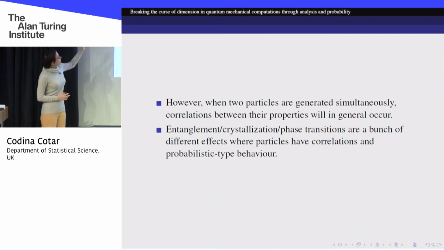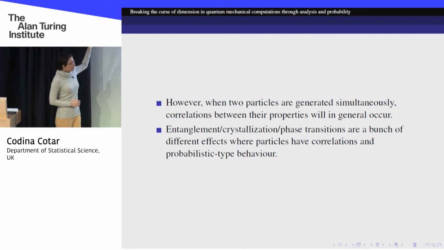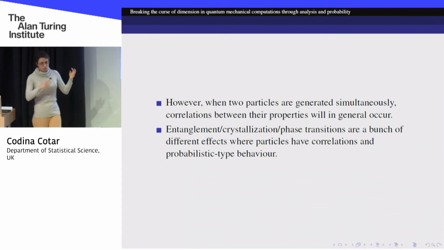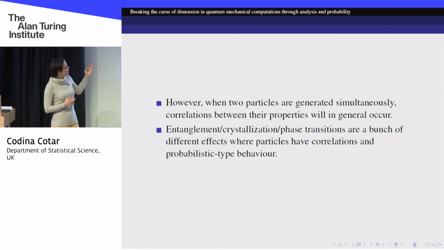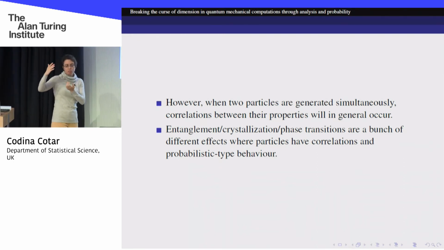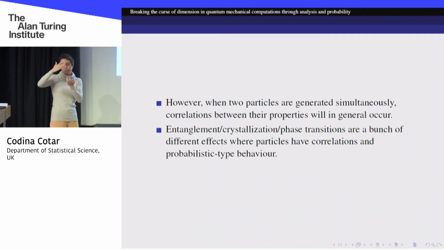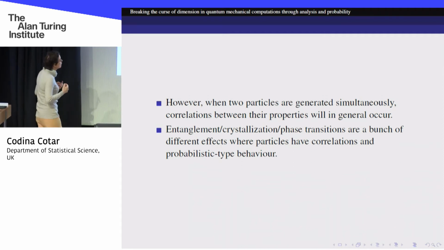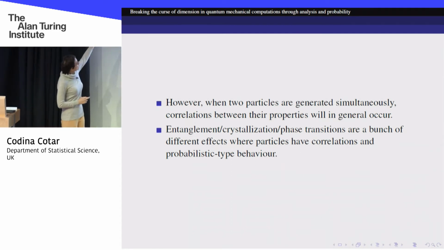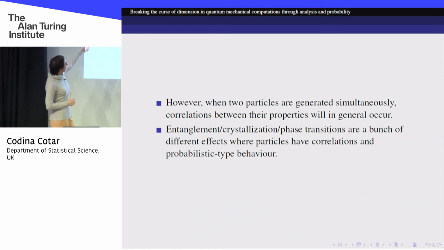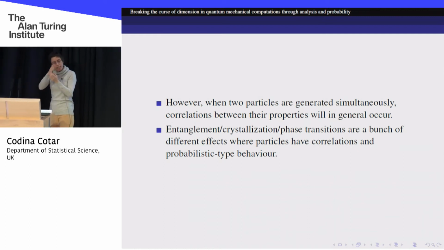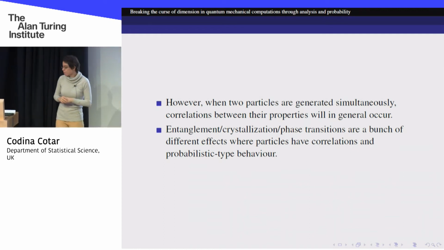And there's a lot of effects where you have these correlations: entanglement, crystallization, phase transitions. Phase transition means you're trying to see when a system goes from one phase to another. So, for example, water: the phase transition from water to ice at 0 degrees, or water to vapor at 100 degrees. So these are phase transitions. And all these types of quantum mechanics properties, entanglement, crystallization, phase transitions, have correlations and such probabilistic behavior.